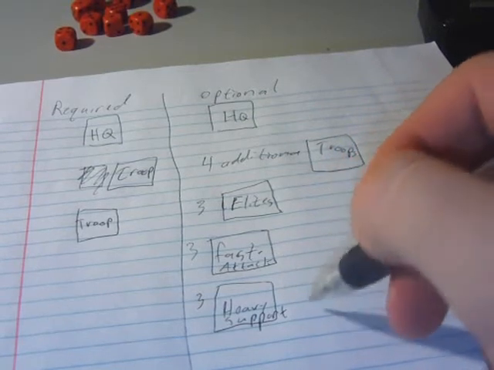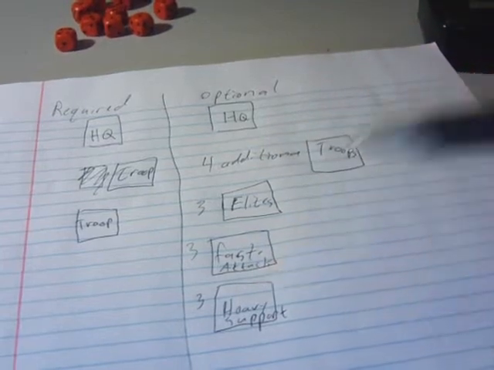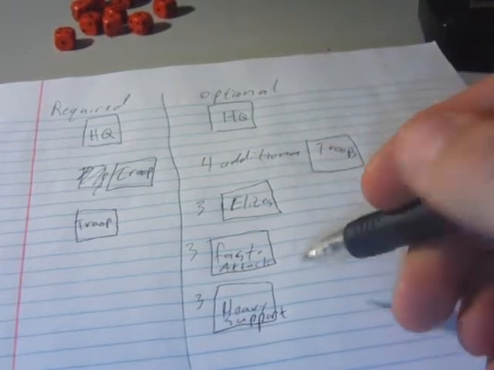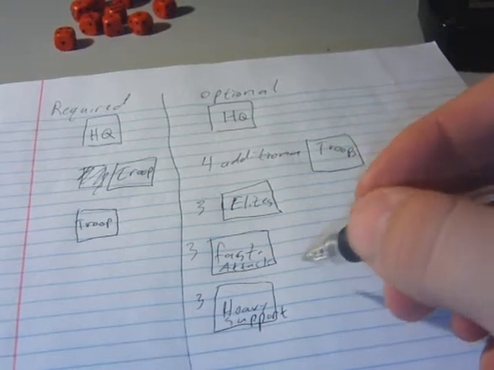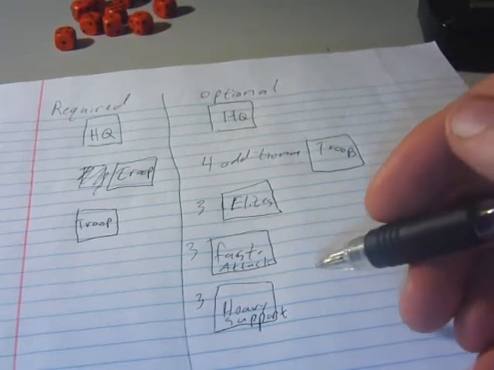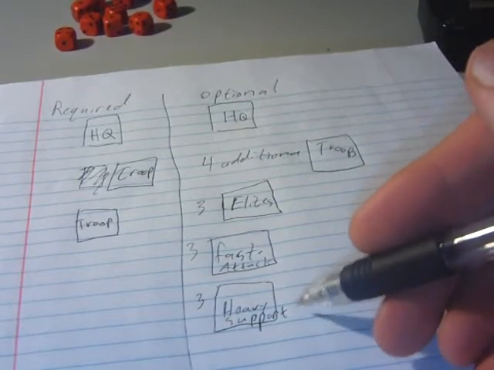And there's heavy support. These are the big things, the tanks like the Leman Russ I showed you, things like the Land Raider I've been talking about. Those kinds of things are heavy support. Huge tanks, beasts with like 6 wounds, things with huge heavy weapons on them. Those kinds of things are in heavy support.